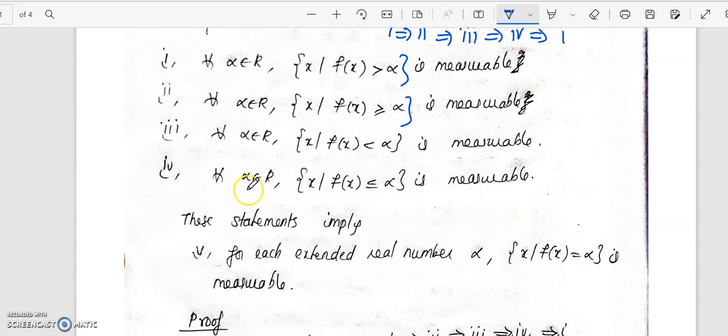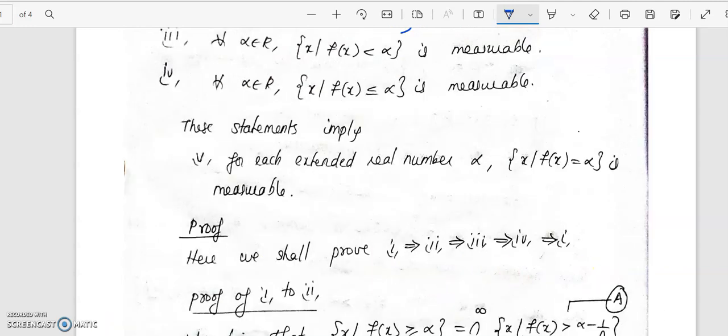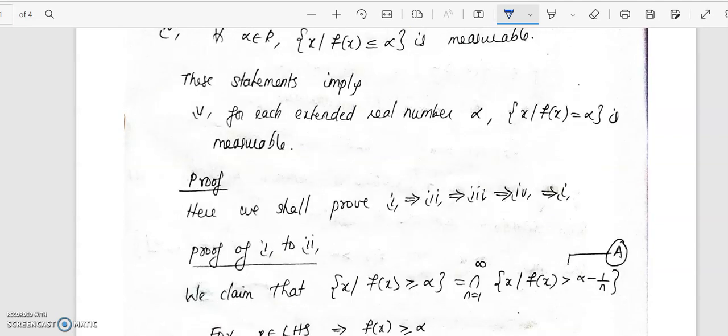Then using this 4 results, we will also get the set of all x such that f of x equal to alpha is measurable. So we'll prove that 1 തുടങ്ങി 4 വരെ നമ്മളെല്ലാം പ്രൂവ് ചെയ്യും. Okay, and we'll prove this result also. So that is set of all x such that f of x equal to alpha is measurable. So let us look at the proof. So first we'll show that 1 implies 2.